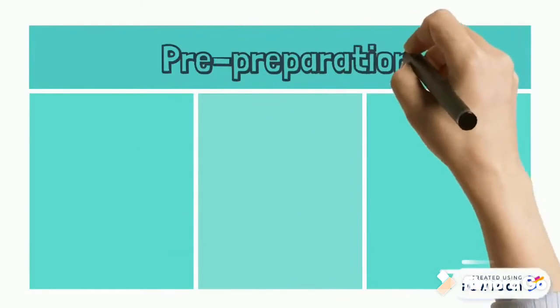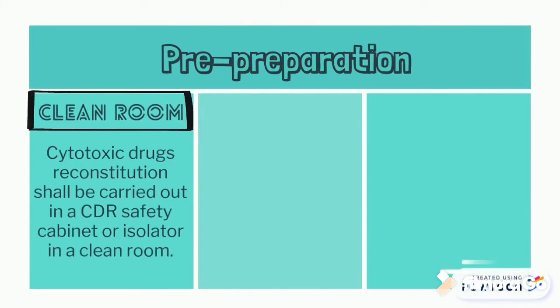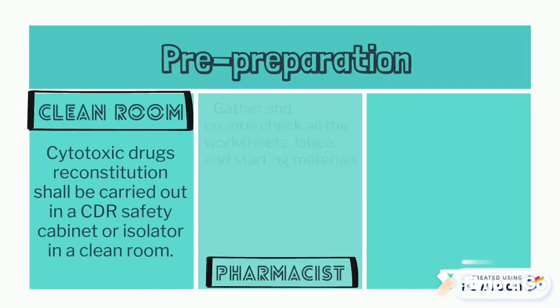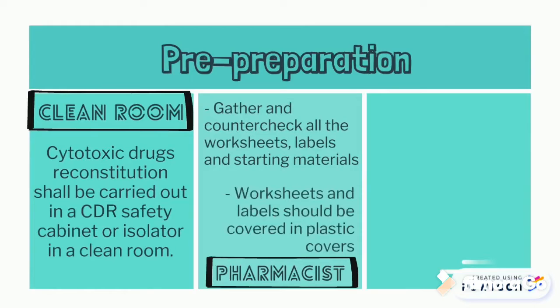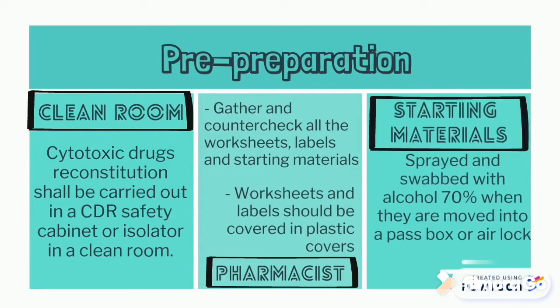Pre-preparation. First, clean room. Cytotoxic drugs reconstitution shall be carried out in a CDR safety cabinet or isolator in a clean room. Next is pharmacies. They need to gather and countercheck all the worksheets, labels, and starting materials. Worksheets and labels should be covered in plastic covers. Last is starting materials. Sprayed and swabbed with alcohol 70% when they are moved into a pass box or airlock.